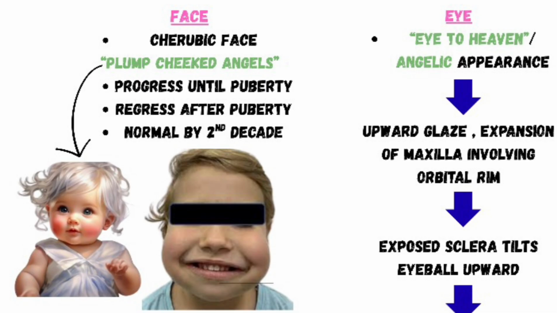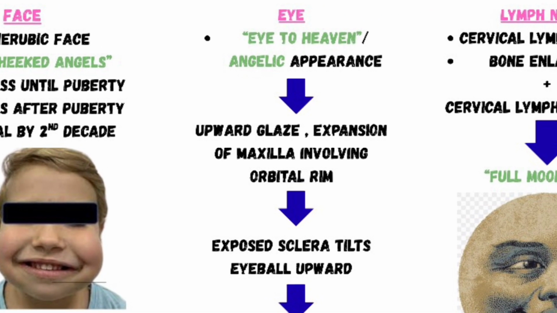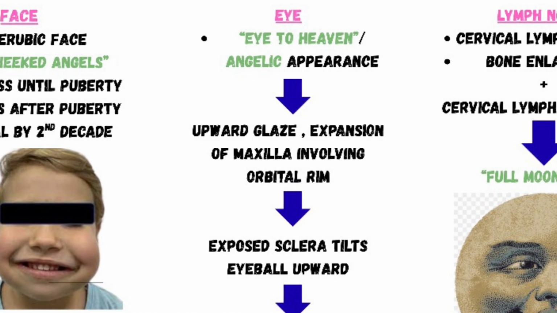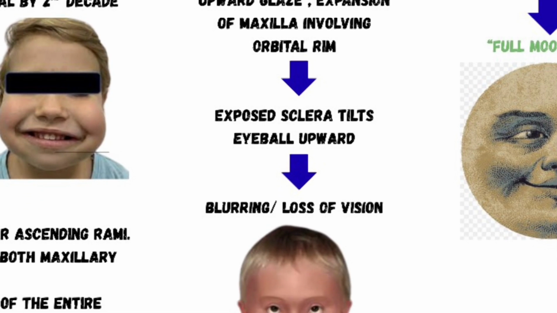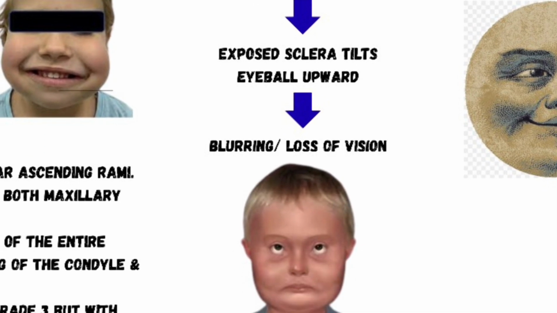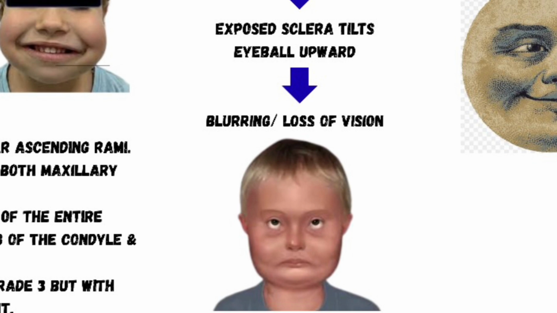The next is the eye to heaven or angelic appearance. An upward gaze occurs due to the expansion of maxilla involving the orbital rim. This leads to exposed sclera, which in turn tilts the eyeball upward. The final result of these physiological changes is the blurring or loss of vision.